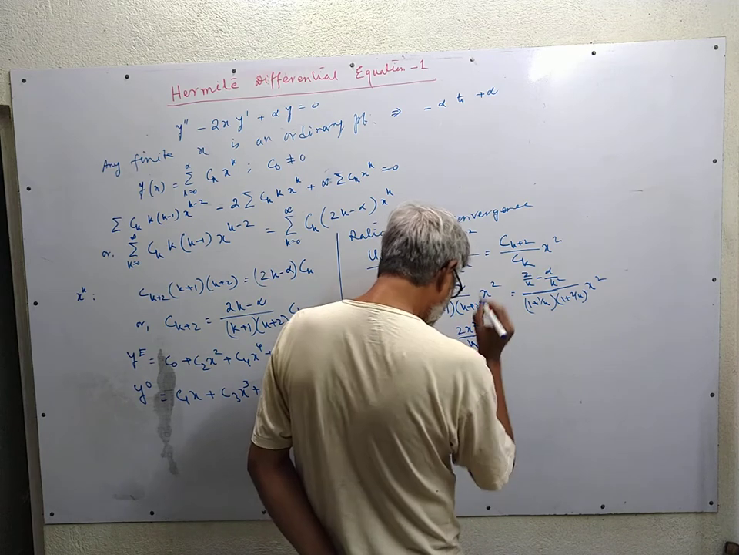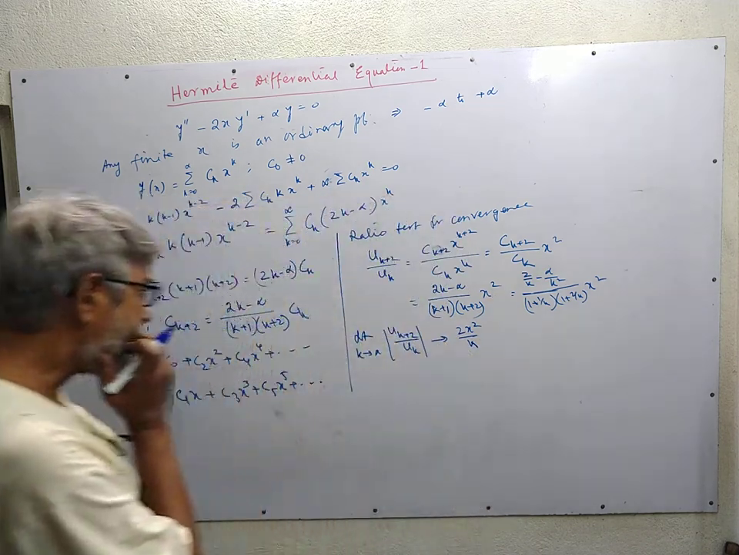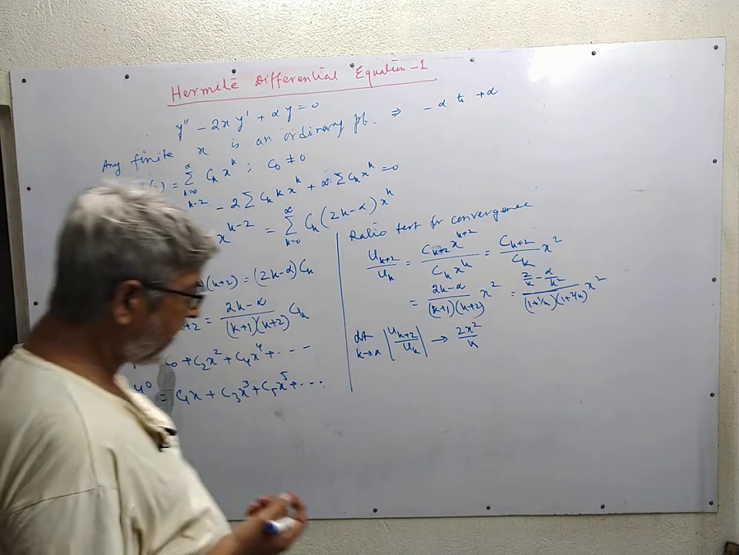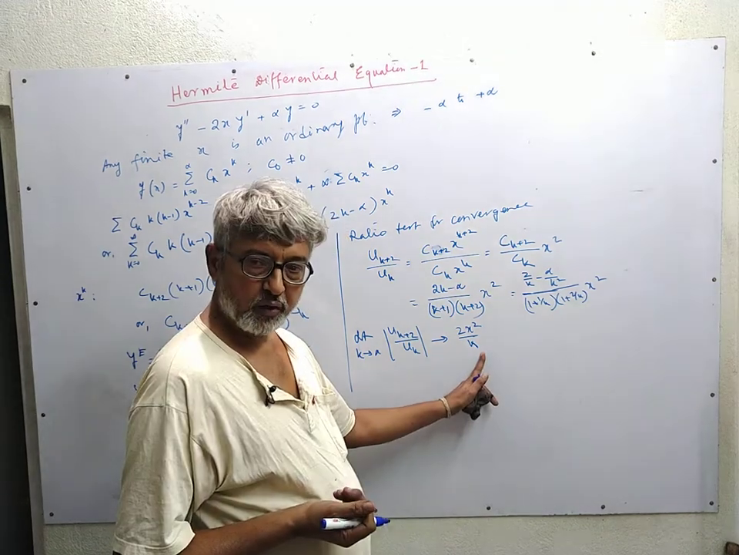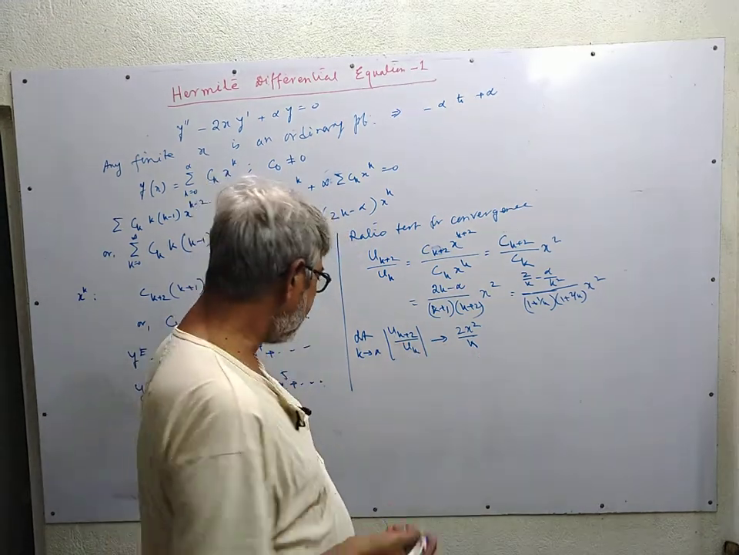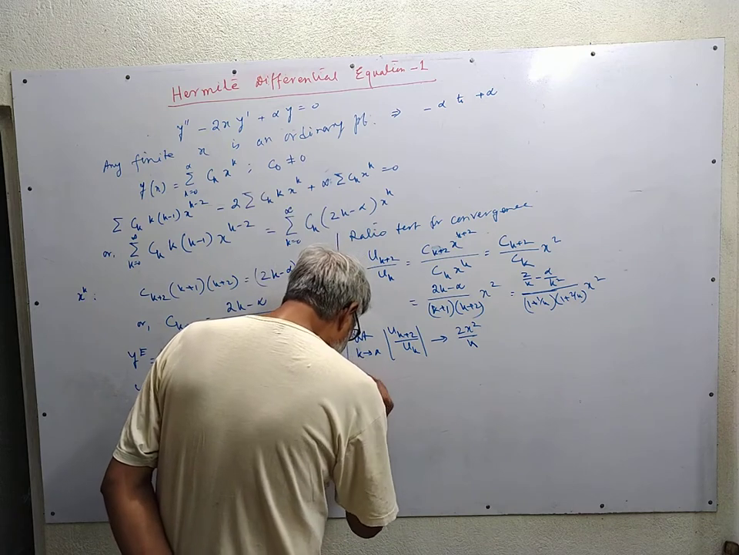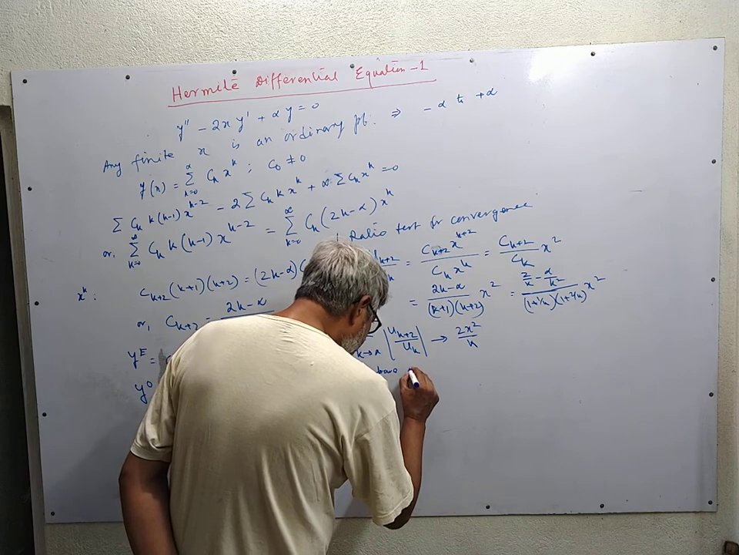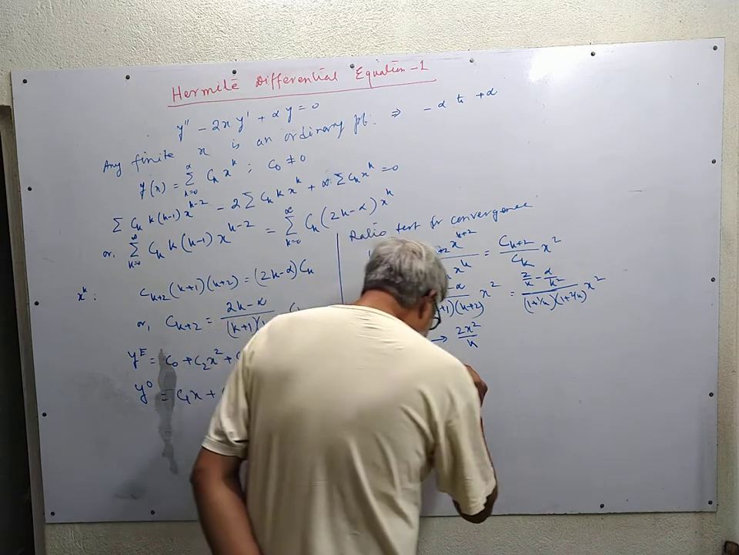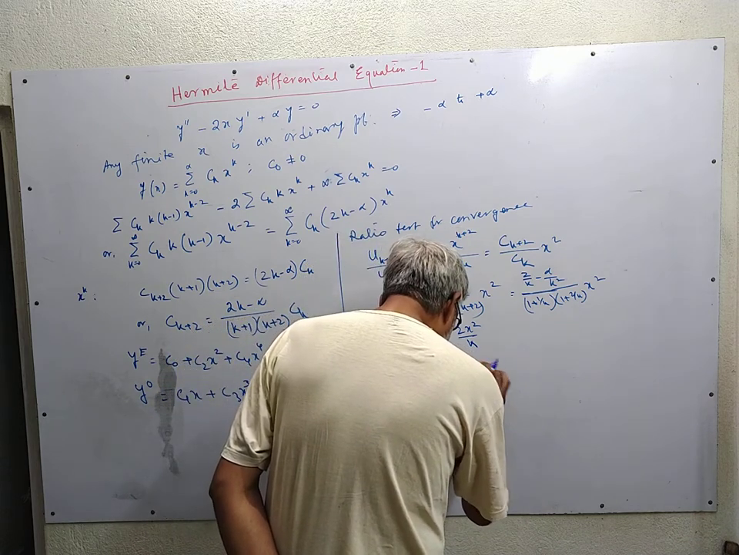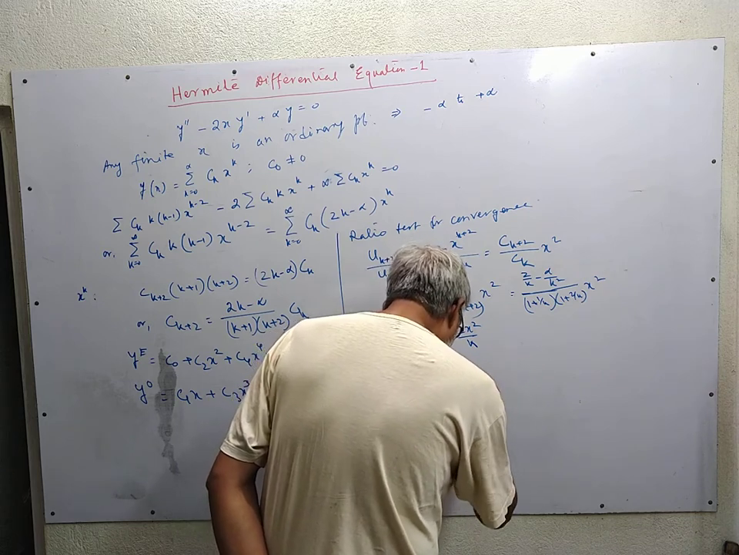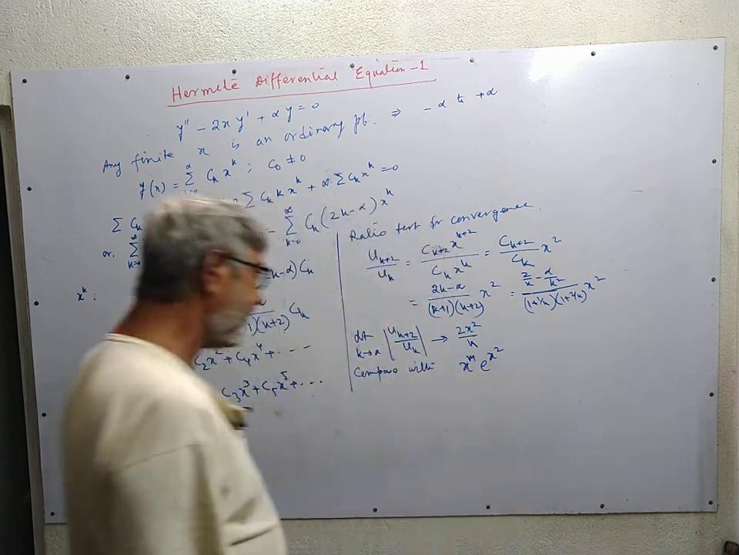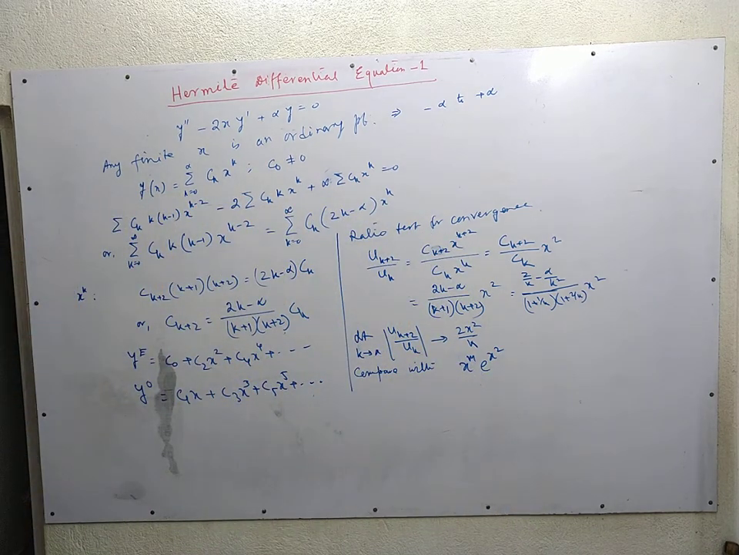square by k. It may appear that the series is convergent, since as k increases, this falls off as 1 by k. At this point, we compare it with x to the power m e to the power x square, where m is any finite number.